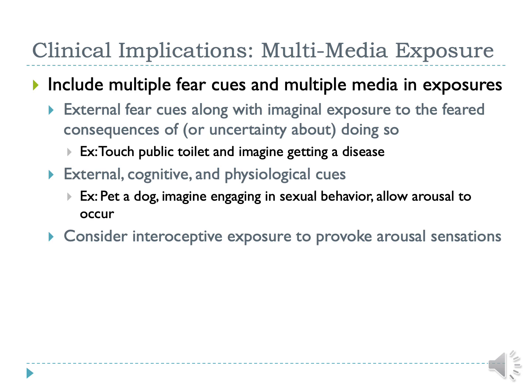We could also do external fear cues, cognitive and physiological. So this is for someone who has intrusive sexual thoughts about dogs and unwanted sexual images. Pet a dog, imagine engaging in sexual behavior with the dog, and allow yourself to feel any arousal that you experience. It might be anxious arousal, of course, but help the person to be able to have all of those fear triggers at once, rather than just one at a time, just situational exposure or just imaginal exposure.